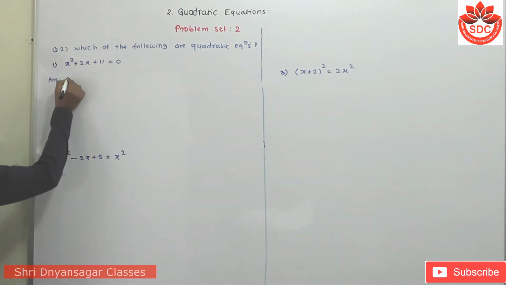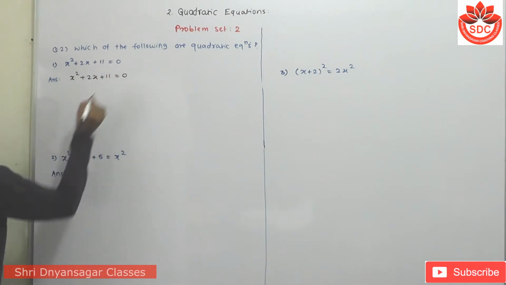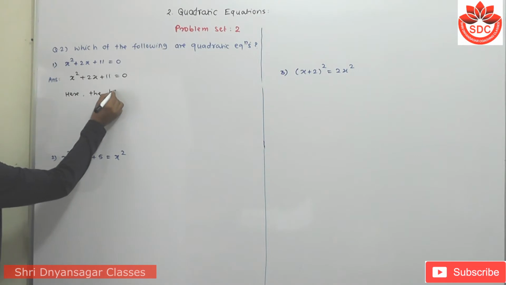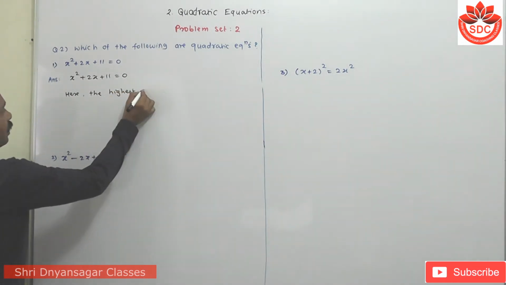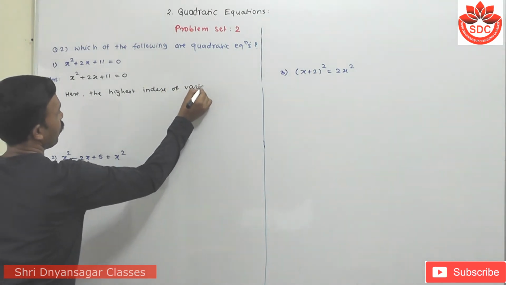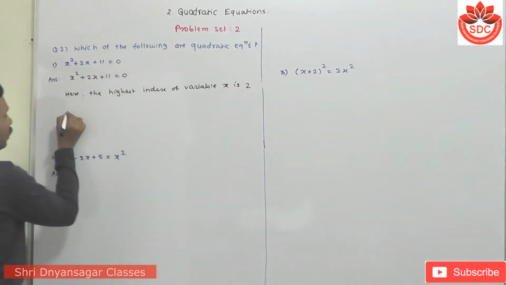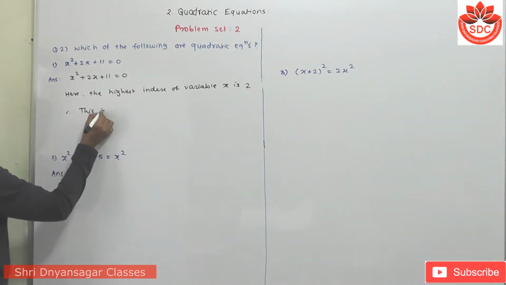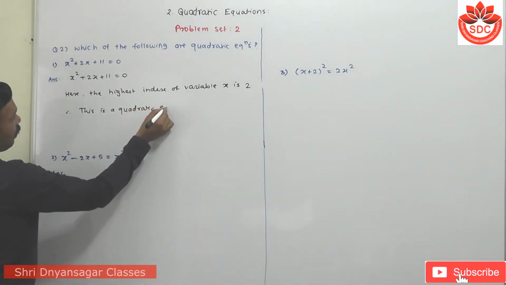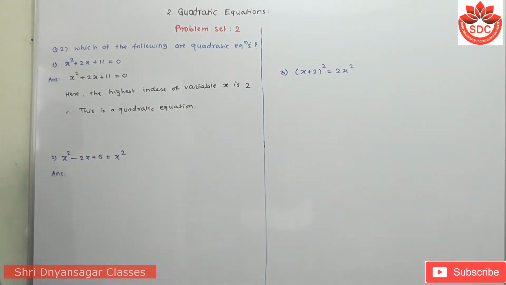So I write here x square plus 2x plus 11 is equal to 0. Here the highest index of variable x is 2. Therefore this is a quadratic equation.